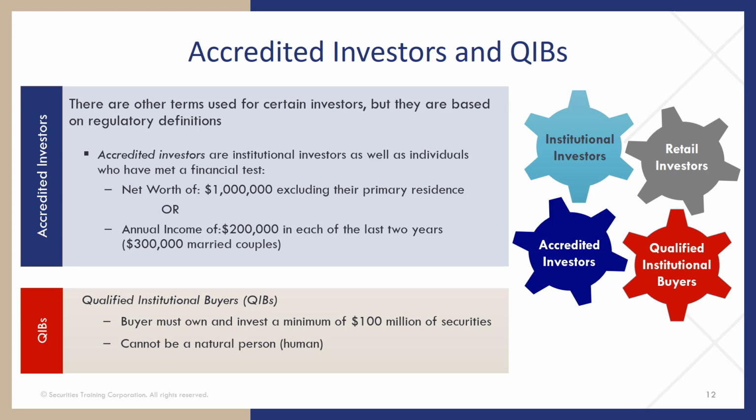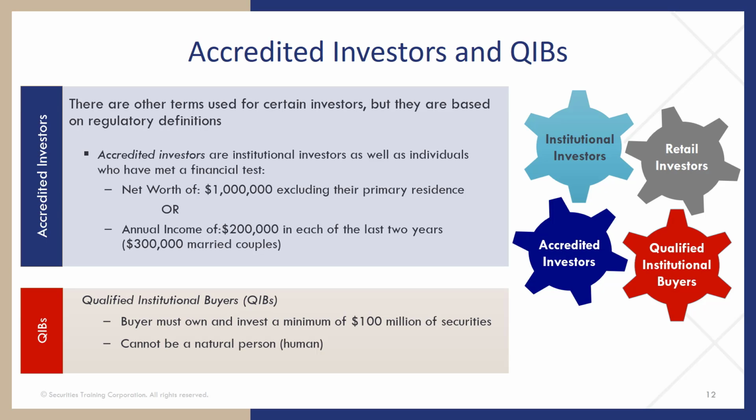So again, individual investors are known as retail investors. Large investors are known as institutional investors. And then there are subsets based upon certain regulations. Accredited investors could be individuals as long as they meet the net worth or annual income requirements. And then last but not least are the QIBs, or qualified institutional buyers, which are very large institutions that meet the $100 million minimum.